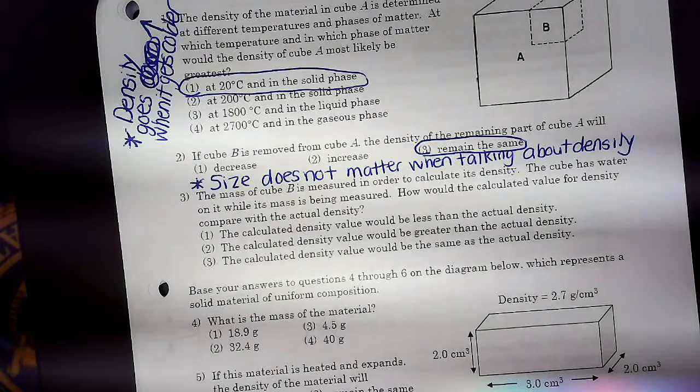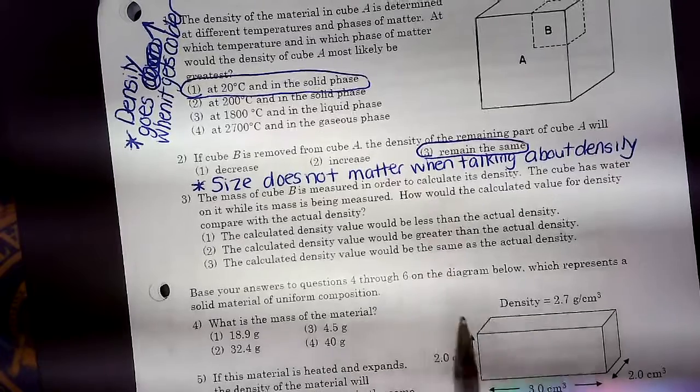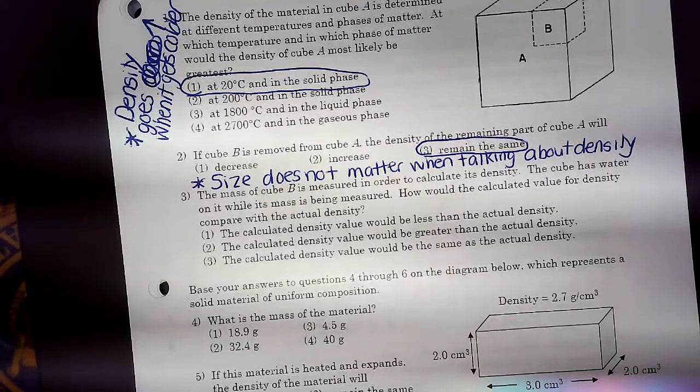And question 3, the mass of cube A is measured in order to determine it and calculate its density. The cube has water on it while it's being measured. How would the calculated value of density compare to the actual density? So if we had water on it when we were weighing it, will that mess up the density? If you were soaking wet out of the pool when you got on a scale, would that change anything? Yes, for real, it's going to mess it up.